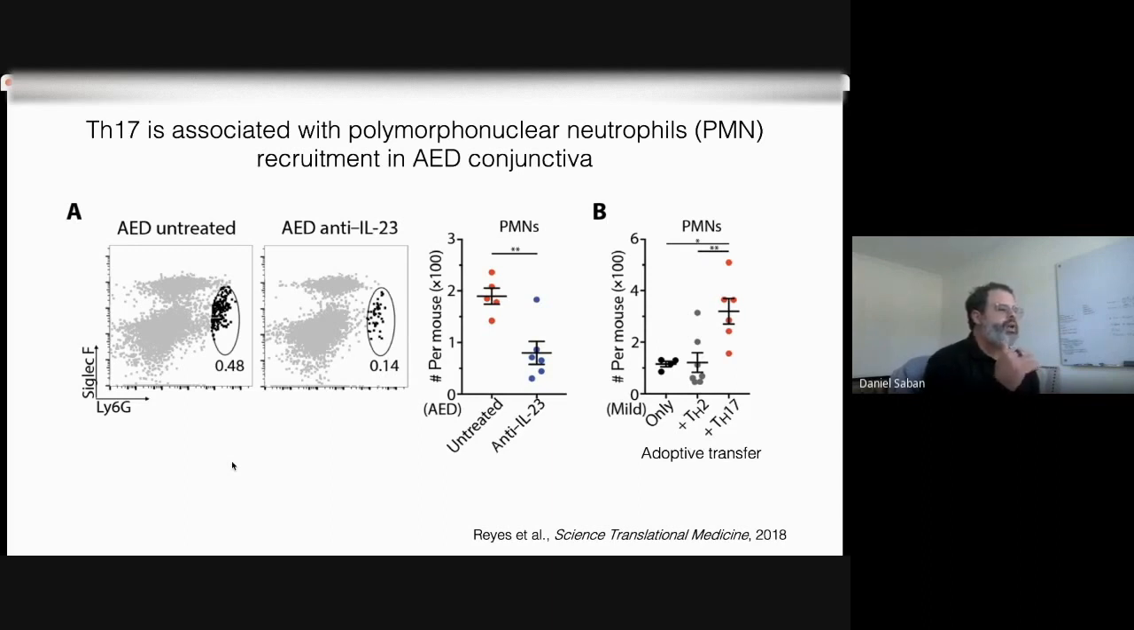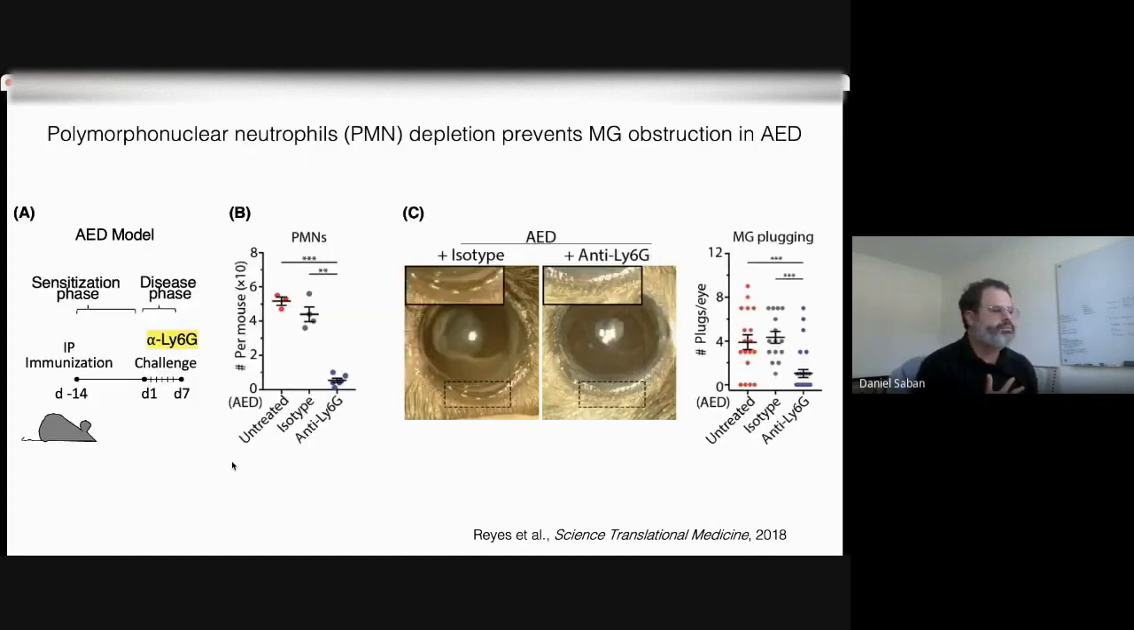And the other thing we did was we went back to our adoptive transfer experiment where we used mice and we adoptively transferred, this is in B here, Th2 cells versus Th17. And what you can see is that with the adoptive transfer of Th17, we saw an increase of neutrophils, together suggesting to us that there was an association between the activation of Th17 and the recruitment of neutrophils into the conjunctiva. Next slide, please.